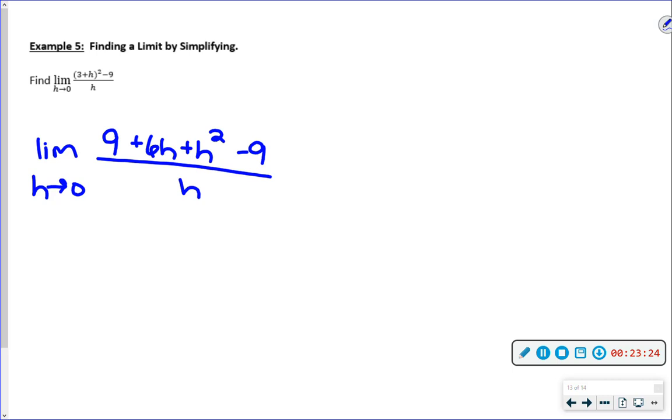Clearly the 9s are going to get out of there. And you can take an h out. So if I reduce an h out of everything, I'm going to be left with 6 plus h. That is a polynomial expression. I can use my direct substitution for a final answer of 6. Got it.